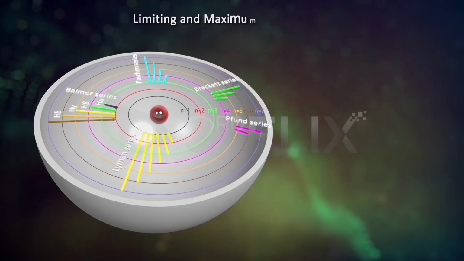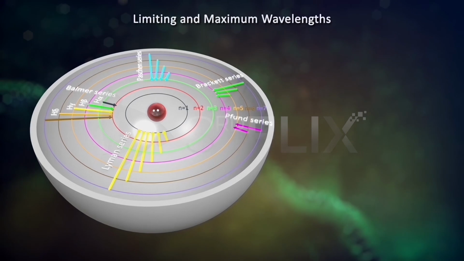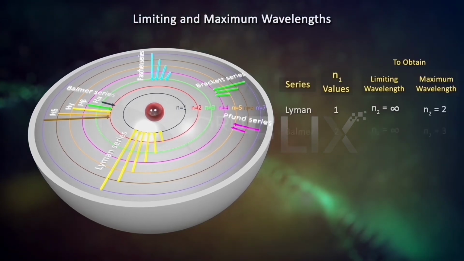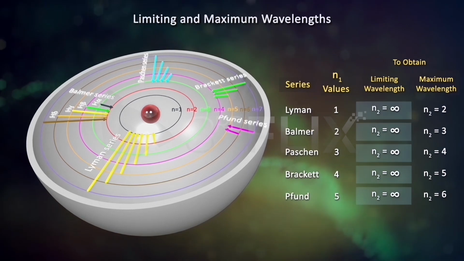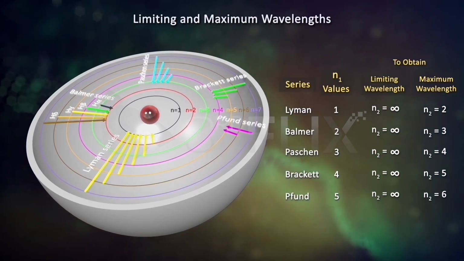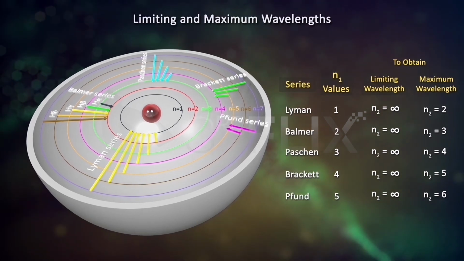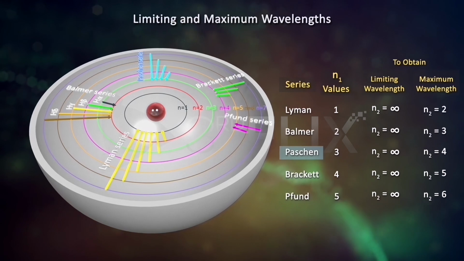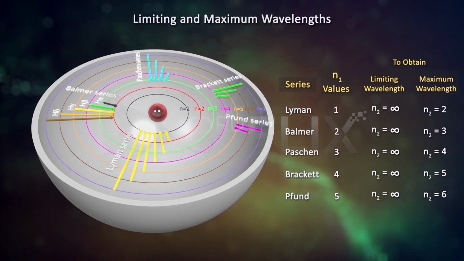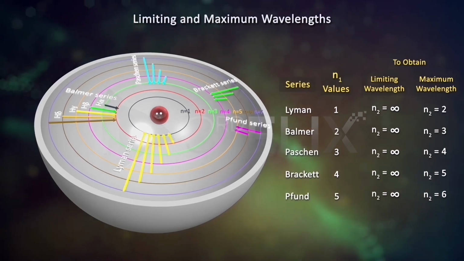Limiting and maximum wavelengths. It is to be noted that for any series, the line of limiting or minimum wavelength is obtained if n2 is equal to infinity. On the other hand, to obtain a line of maximum wavelength for Lyman, Balmer, Paschen, Brackett and Pfund series, the value n2 takes is 2, 3, 4, 5 and 6 respectively.